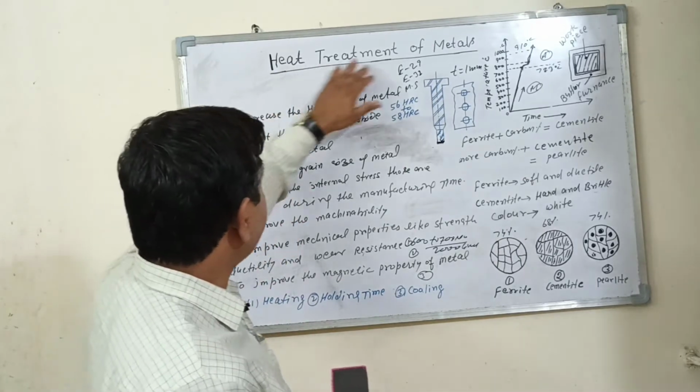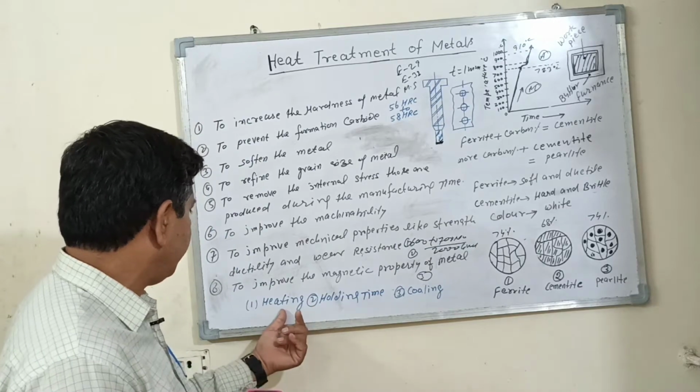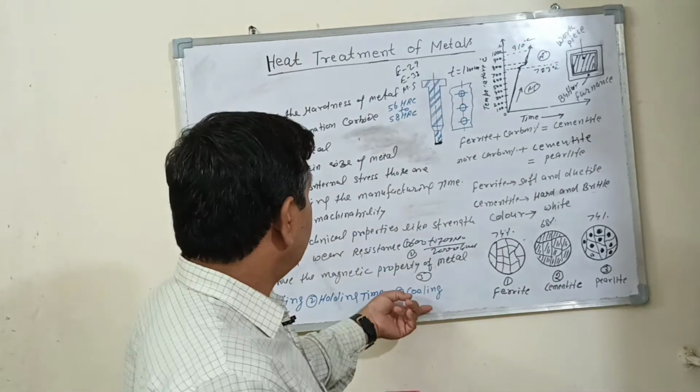The heat treatment of the metal generally depends upon 3 points. Number 1 is heating. Heating means temperature, holding time and cooling.